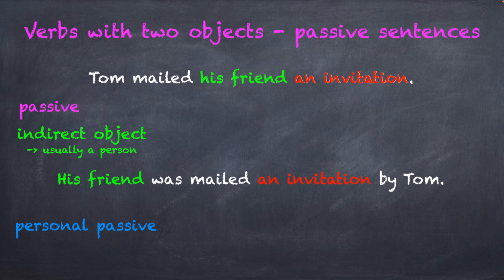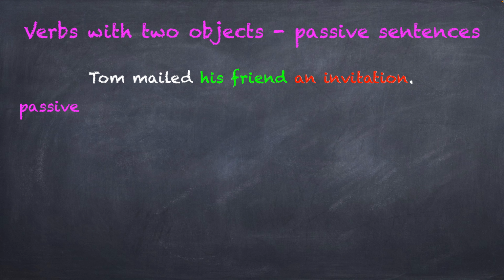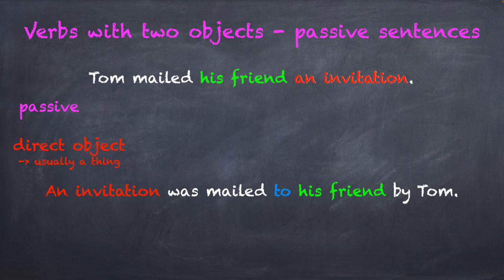The other option is to start with the direct object. So we put this sentence into passive, starting with an invitation was mailed to his friend by Tom. Here we have the invitation as the direct object starting the sentence, then the verb in the passive voice. And before the indirect object, his friend, we need to add the preposition to make a complete sentence. And in the end you have the by Tom, the by agent.